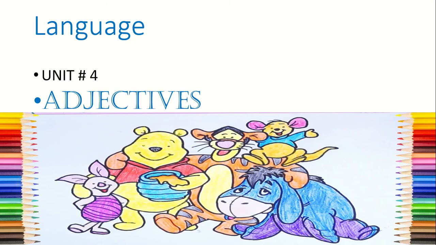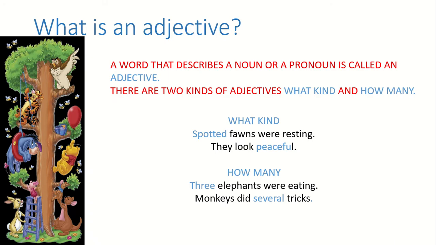Today we will work on language and we're on unit 4. The unit is called adjectives. I want you to copy this information on your language notebook. A word that describes a noun or a pronoun is called an adjective. And there are two kinds of adjectives that we will study today. What kind and how many.